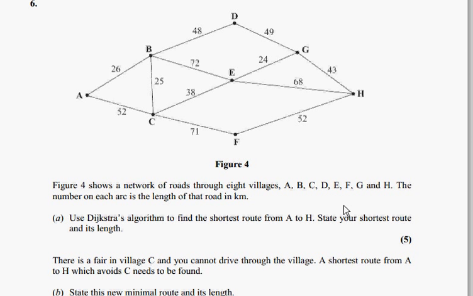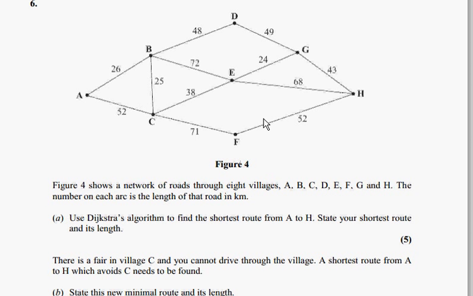Okay, so let's have a look at this question. You're given a network and you're asked to use Dijkstra's algorithm to find the shortest route from A, which is here, to H, which is here. Fairly standard kind of a question there. Dijkstra's algorithm is all about finding the shortest path from one place to another on a network, and that's what we've got to be able to do.